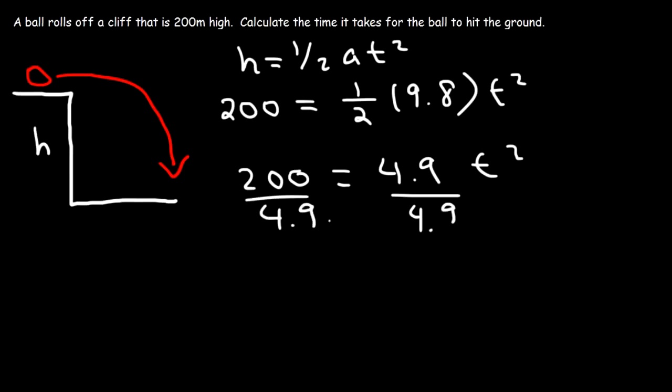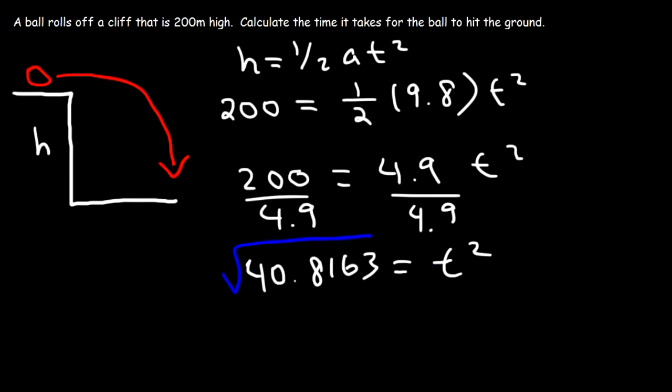200 divided by 4.9 is about 40.8163, and that's equal to t squared. So now we need to take the square root of both sides to get t. And so t is going to be 6.389 seconds. And so that's how long it's going to take for the ball to hit the ground.